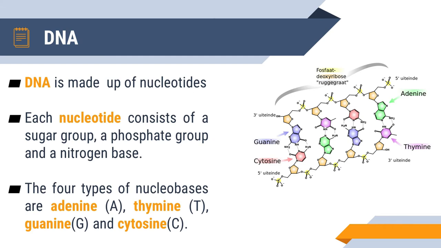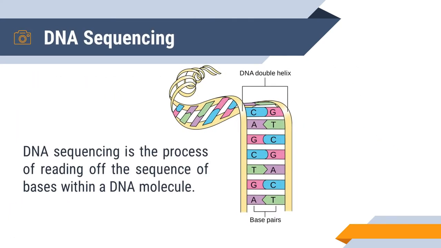There are 4 types of DNA bases, which are adenine, thymine, guanine, and cytosine. The DNA sequence, or the genetic code, is determined by the order of the 4 DNA bases. DNA sequencing is the process of reading the sequence of DNA bases within a DNA molecule. Here we can see a double-stranded DNA.